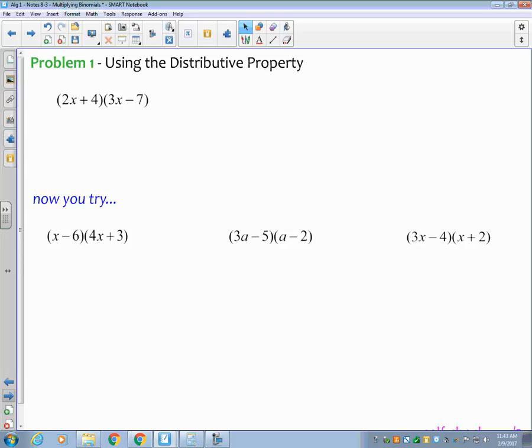So if we apply this to problem 1, Juliet, do you want the box method or the FOIL method? FOIL. FOIL, yay! You know that's my favorite, but I'm willing to do box as well.